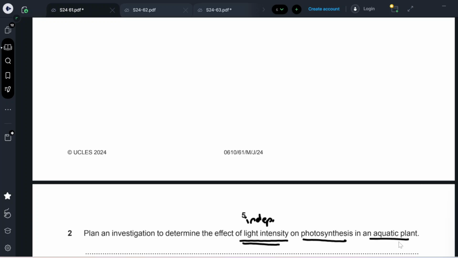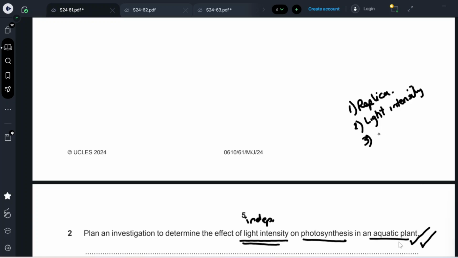I will write my steps in order. Number 1, what are you going to get? What are you going to use in this experiment? I'm going to use an aquatic plant. One aquatic plant. What are you going to change? The light intensity. How? Using a lamp. You can put the lamp closer. It will be high light intensity. Then you can put it further away. It will be low light intensity.